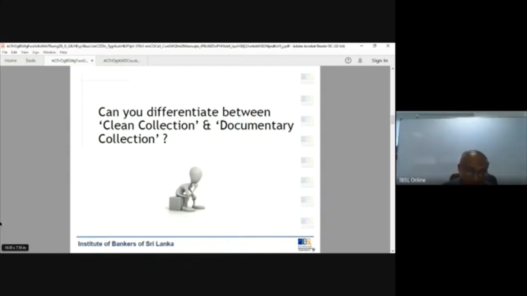Documentary collection. Documentary collection means collection of financial documents accompanied by commercial documents. Right? Then commercial documents not accompanied by financial documents. Both can happen. 2C and 2D. Right?